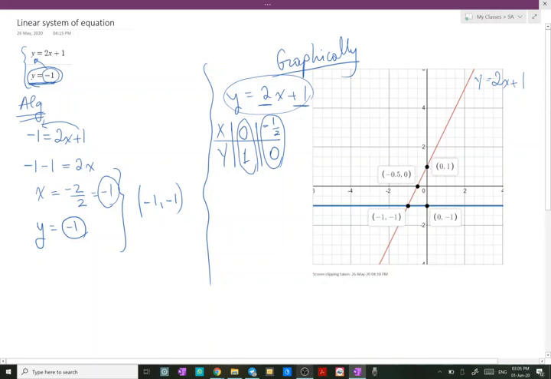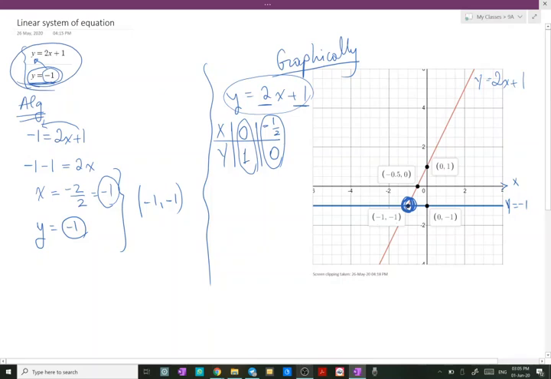Now in order to draw y equals minus 1, we just take the y-intercept at minus 1 and we draw the line. So this is the line y equals minus 1, and it is parallel to the x-axis. Now where do the two lines meet? It's at minus 1, minus 1, which is this point.